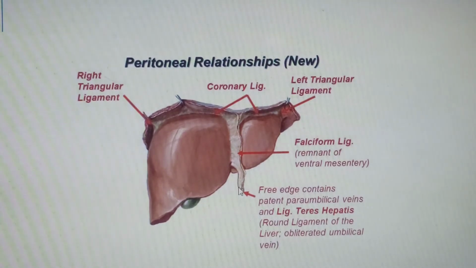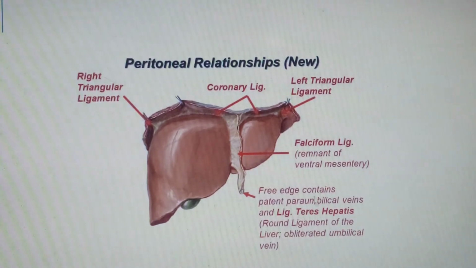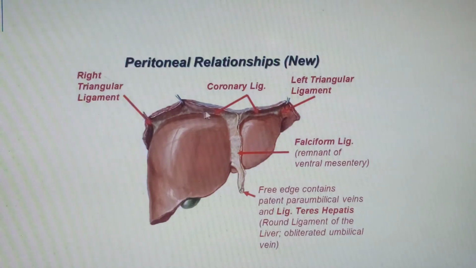Now you get to know that the liver is quite a heavy structure. That's why you can see a lot of ligaments around it. Talk about the coronary ligament, talk about the right and left triangular ligament, talk about the falciform ligament. Okay, several ligaments.